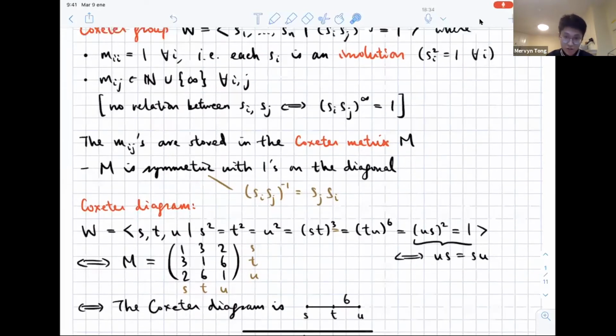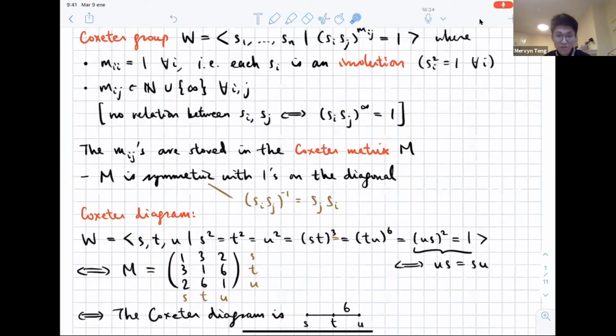And the Mijs are stored in the Coxeter matrix M, which is symmetric with ones on the diagonal. It's symmetric because SiSj inverse is just SjSi, because these are all involutions.